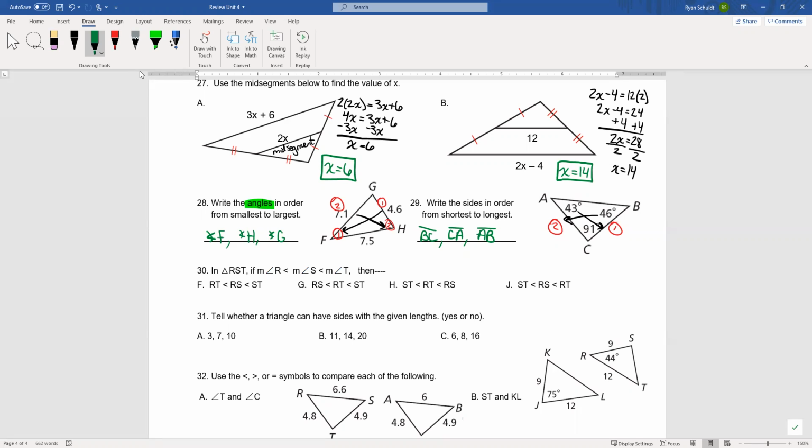Number 30, we're doing the same thing, but now we need to draw our own picture. So triangle RST. Now it says R is my shortest, then S, then T. So let's look across from R, because that would give me my shortest side. So that means that ST is my shortest side, which throws out F, it throws out G.